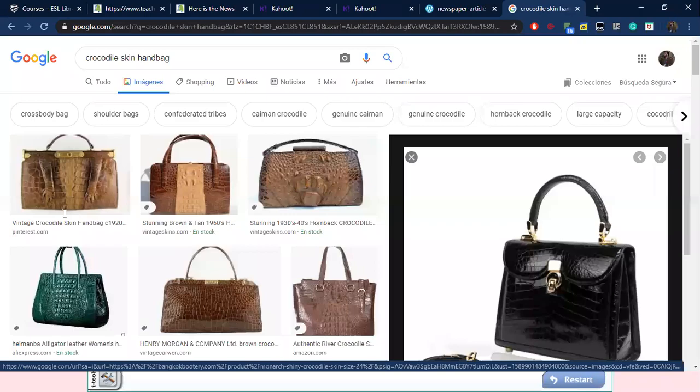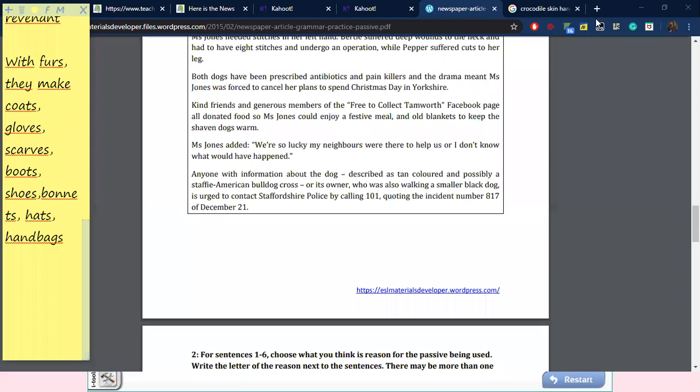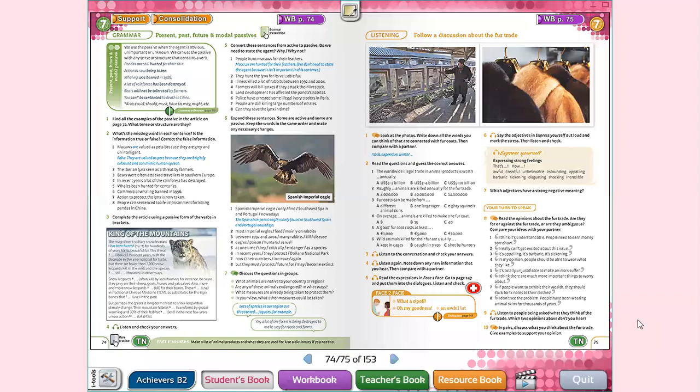Handbags, hats, yeah, they use all of that. So what we're going to do now is let's have a look at the reading. Probably now you're going to be able to listen to this piece of text. Okay. And then we're going to answer this thing out.